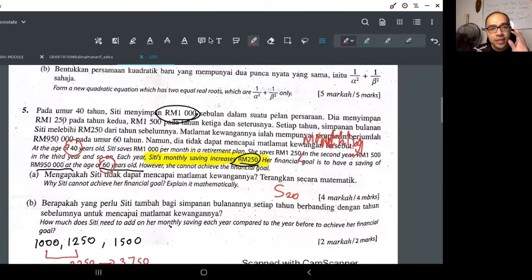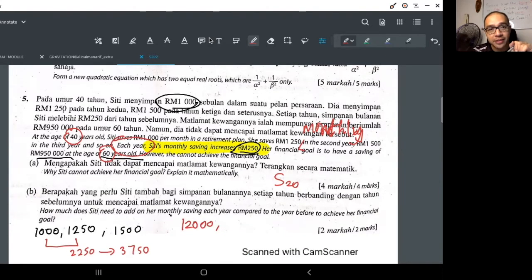Okay, first year she's simpan 1,000 ringgit. So her total savings will be 12,000. 12,000 lah kan. First year is 12,000. Second year is 1,250 times 12. Okay, that's the total amount of savings. No wonder lah, it's 950,000. Saya macam so weird this question. So 1,250 times 12 is 15,000.